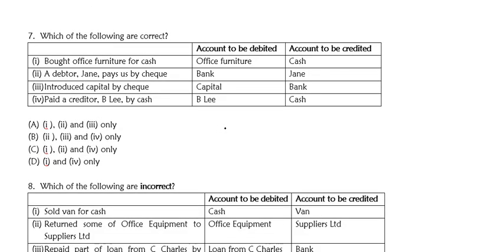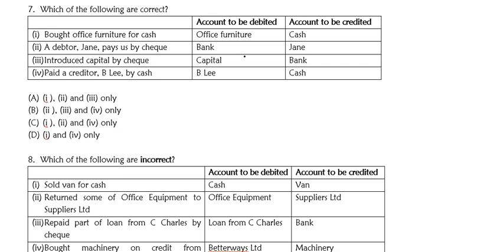Which of the following are correct? Account to be debited, account to be credited. Bought office furniture for cash. When you buy office furniture for cash, the furniture account is to be debited. That's an asset account, so it's to be debited. Then account to be credited, that is cash. So Roman 1 is correct.